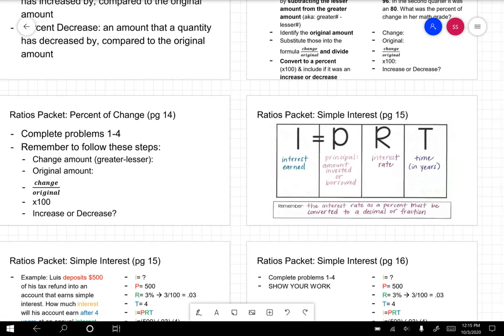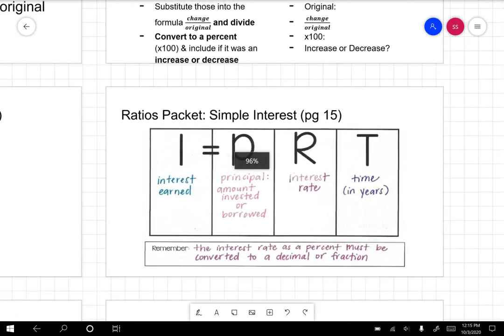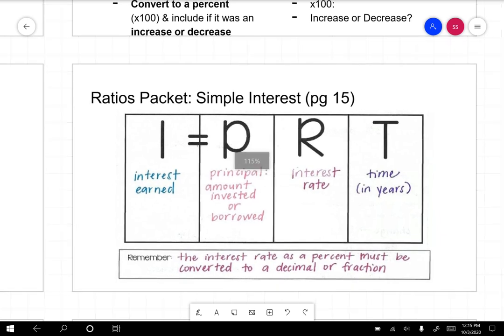Here we go. I want you to open up your ratios packet to page 15. Page 15 is the one that says simple interest at the top. Okay, so you'll see this diagram with the IPRT. Okay, we're gonna start talking about simple interest.